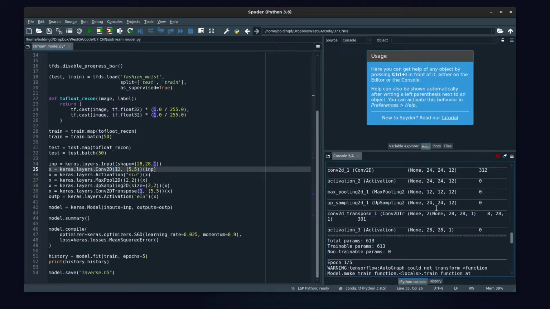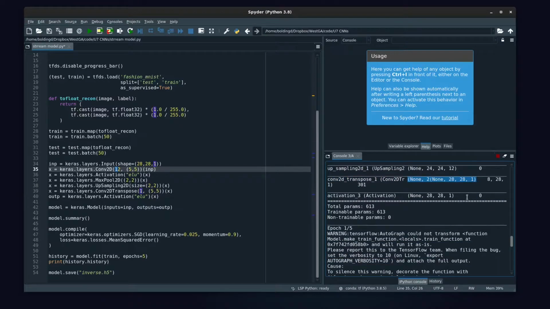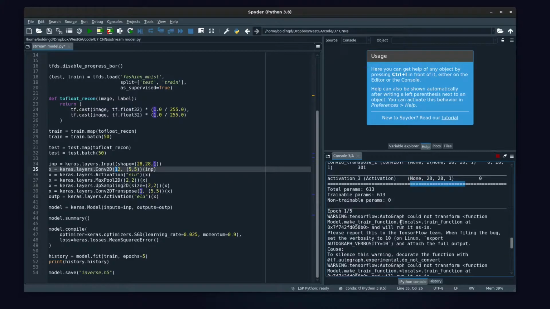Sorry, that was just a Linux thing. On Linux systems, middle click is a paste, and I middle clicked by mistake, which is why a bunch of garbage got pasted in. That immediately expands it back to 28 by 28 by 1, and then the last activation is 28 by 28 by 1.